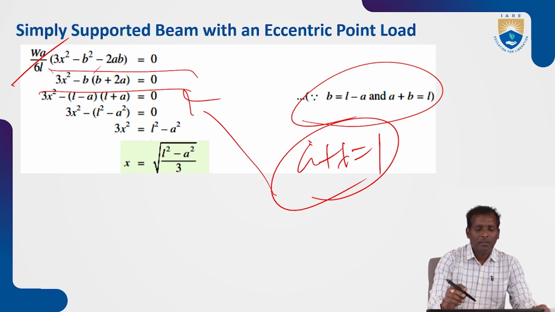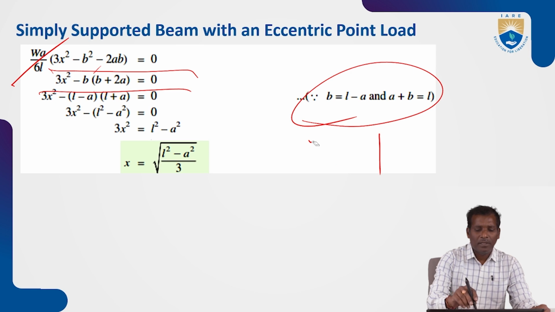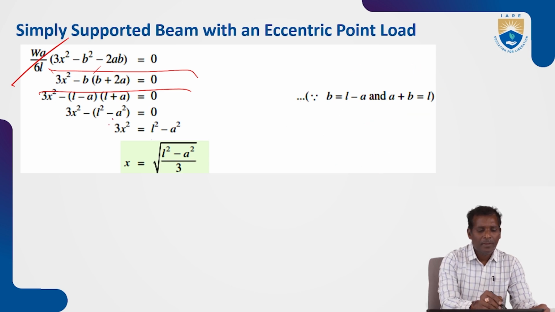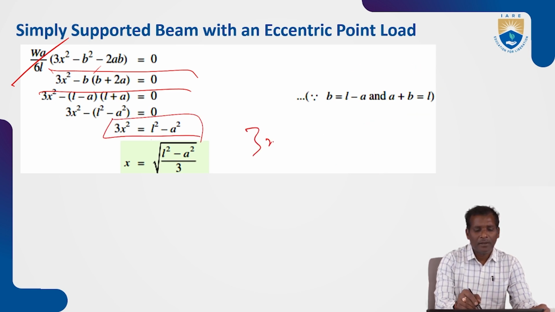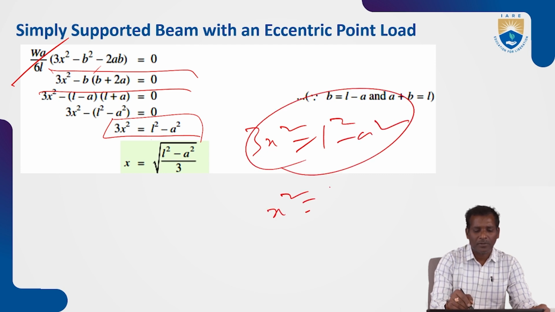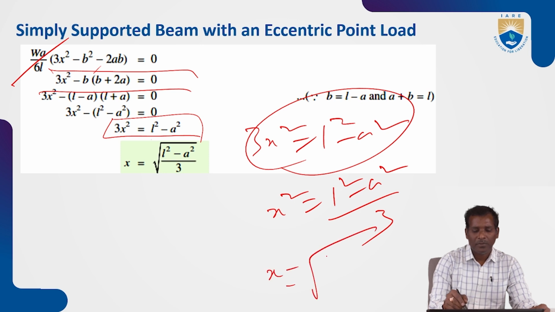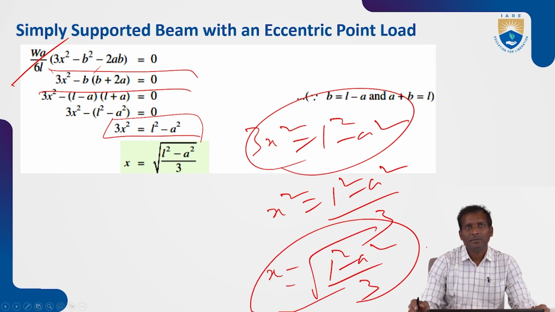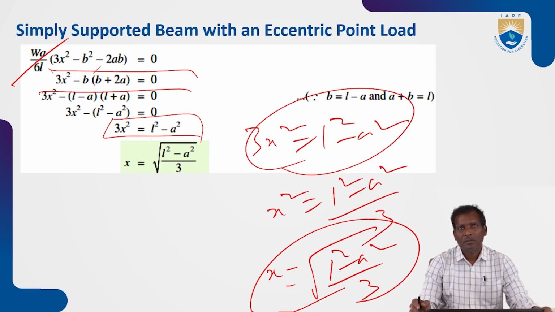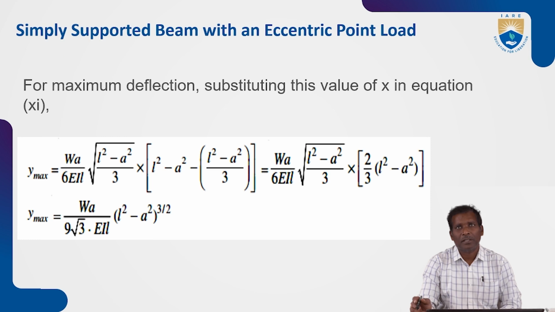So finally we will get 3x square is equal to L square minus A square. From this equation, x square is equal to L square minus A square by 3. So you can write x as the square root of L square minus A square by 3. So this is for maximum deflection.